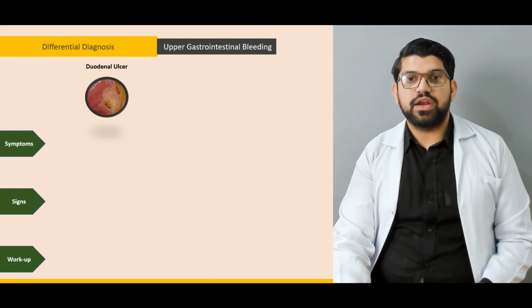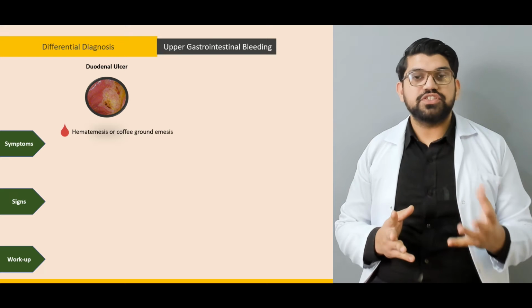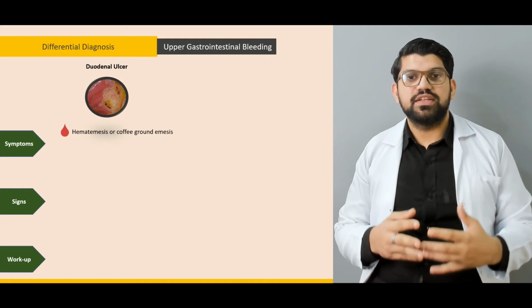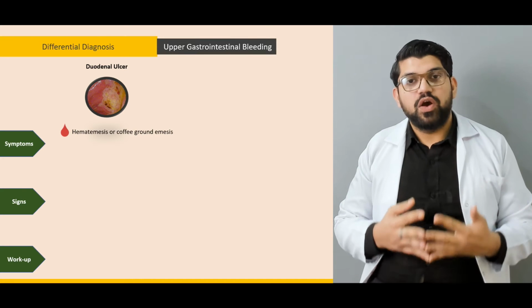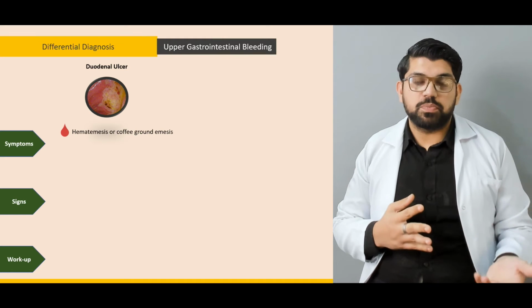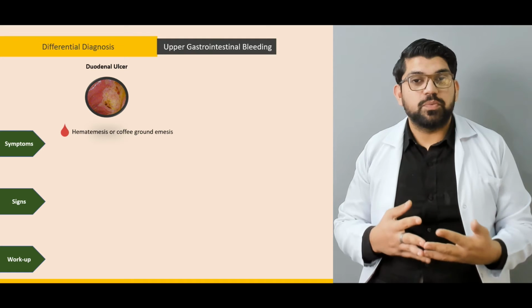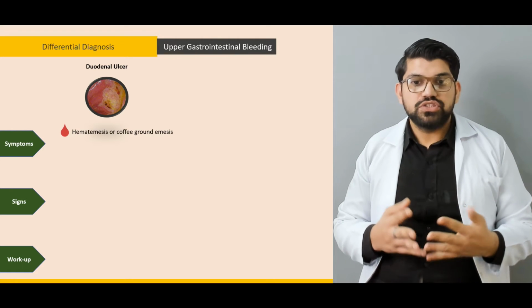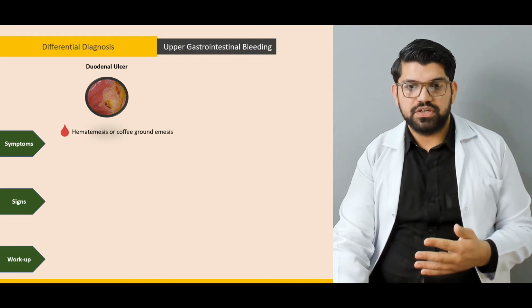So moving on to duodenal ulcers. Hematemesis or coffee ground emesis. A patient comes to you with a history of duodenal ulcer. At times, patients know that they have a history of ulcerative disease. They can give you a history of pain that is related to food. Pain that starts with an empty stomach suggests gastric ulcer. Pain that starts after taking food suggests duodenal ulcer. So hematemesis or coffee ground emesis with duodenal ulcer.